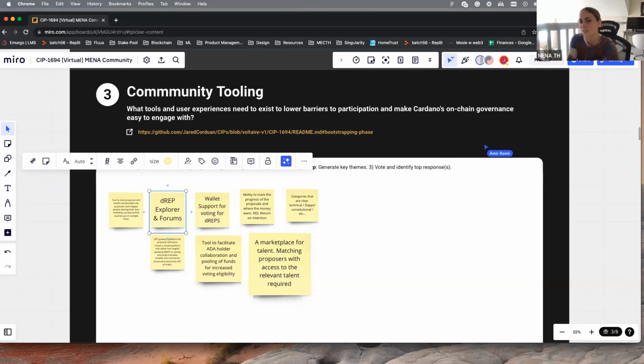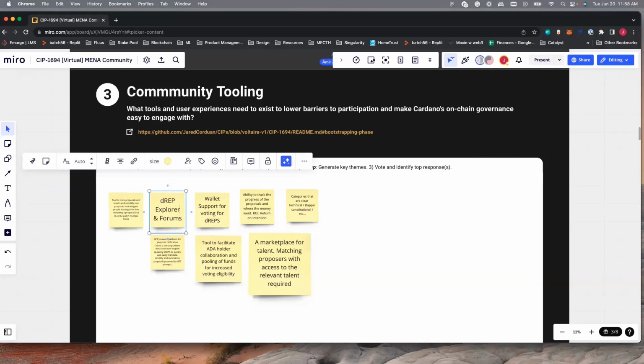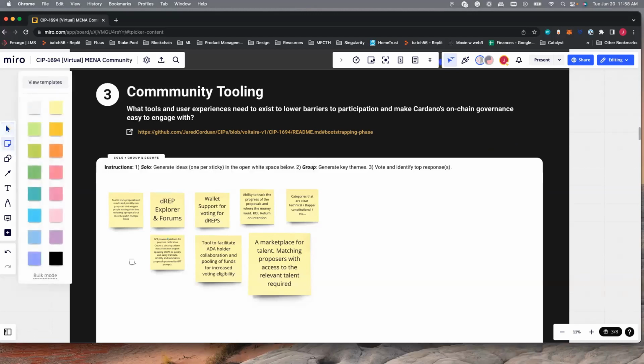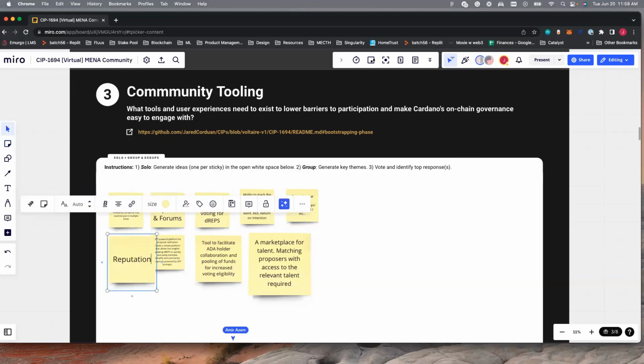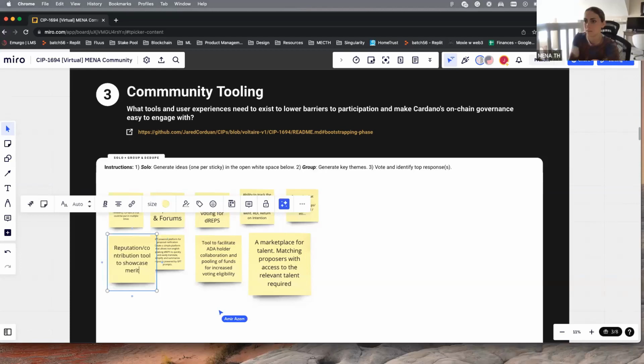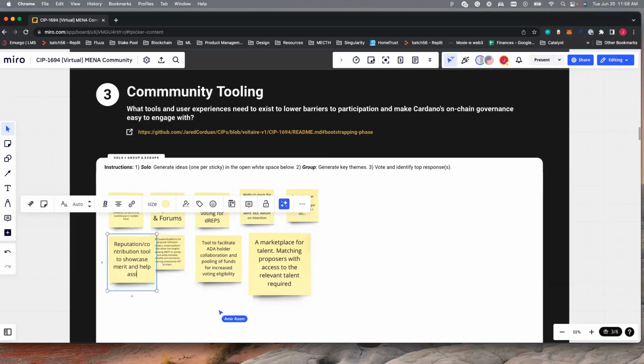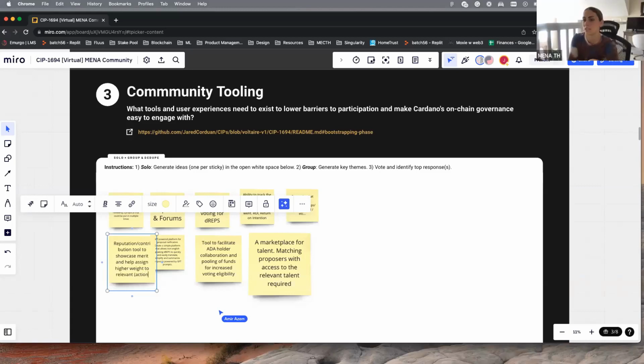So you mean specifically for DREPs or for anyone? It could be even for proposers as well, definitely for DREPs. Even for voters. A person who votes that is so active and has delivered so much good to the community should have a higher weight even for their vote. That's a good use case actually for the tool we're building.